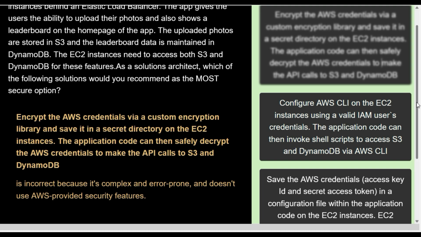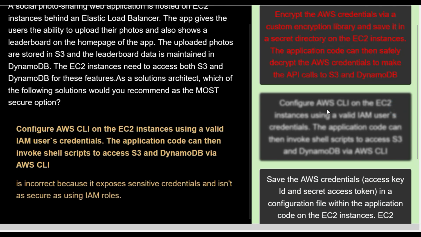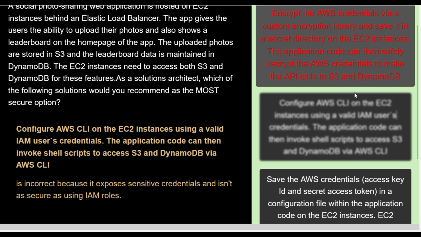Okay, so option number 1 is the wrong answer. Option 2, configure AWS CLI on the EC2 instances using a valid IAM user's credentials. The application code can then invoke shell scripts to access S3 and DynamoDB via AWS CLI. Okay, this option is incorrect because it exposes sensitive credentials and isn't as secure as using IAM roles. So option number 2 is also not what we want.